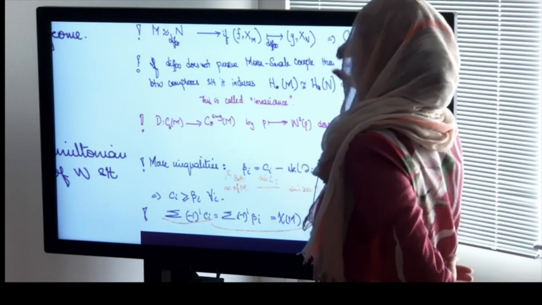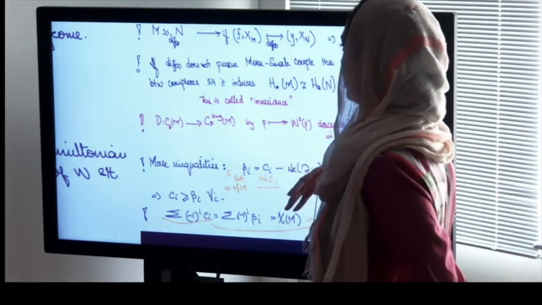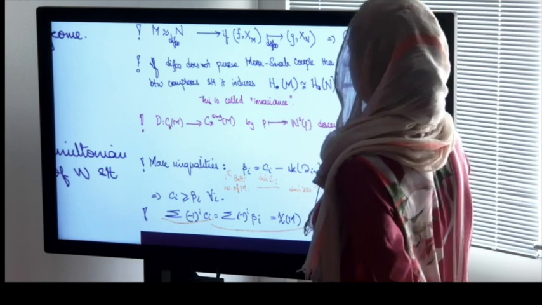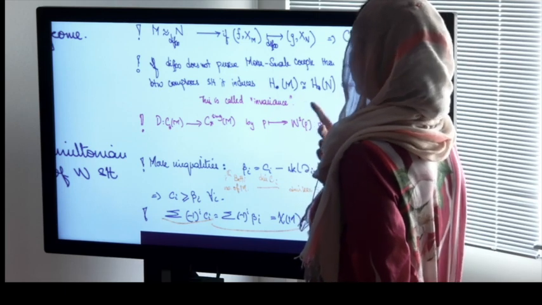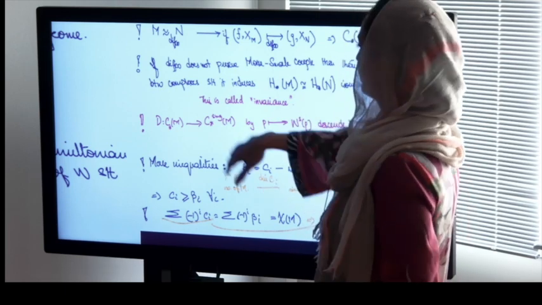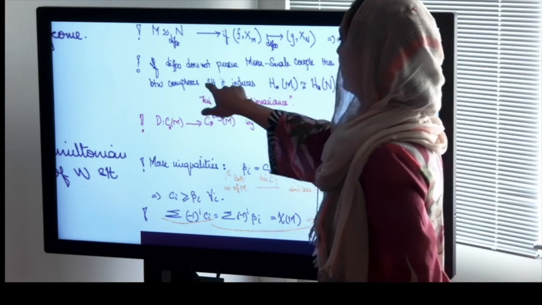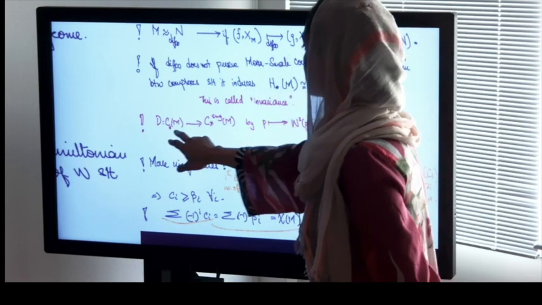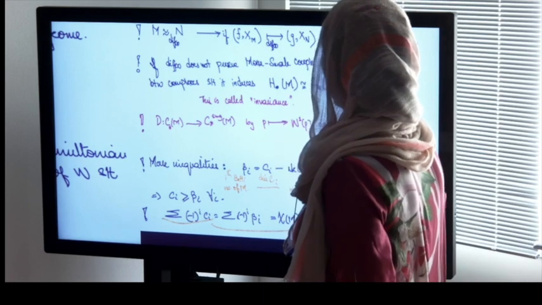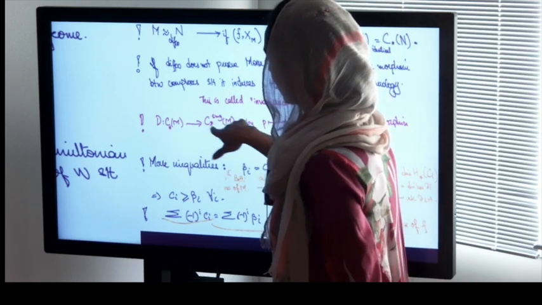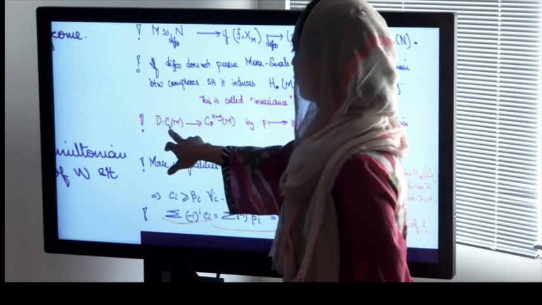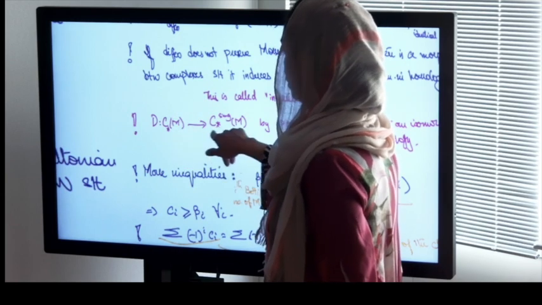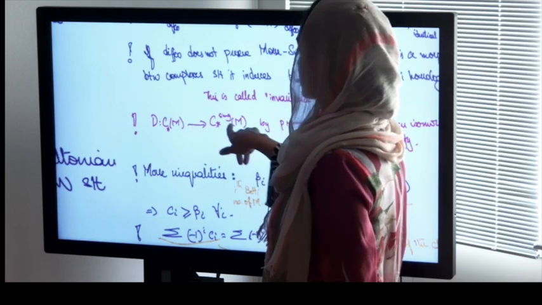So Morse homology is, you remember, an invariant. If you have diffeomorphic manifolds, it's going to give you the same thing. And there is a way to have a map that goes from CM, the Morse complex, to the singular complex on M.